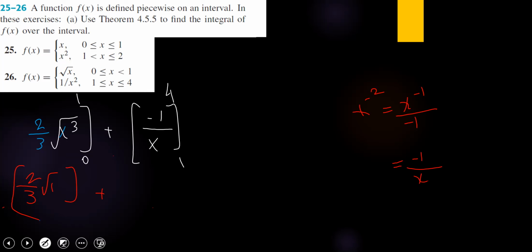So my solving was wrong. So let's continue here, or let's repeat them here. From -1, when we flip it, the 1 will stay negative. Yes, it will stay negative, but the exponent will be positive. Okay. So from negative 1 to 4, minus negative 1 over 1.